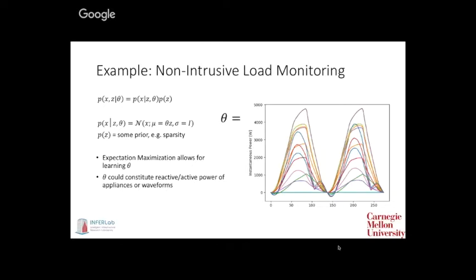So what are the parameters theta? In the case of NILM, the distribution of X, our observation given the latent variable Z, you can just model as a Gaussian. And then depending on your data, it's either the reactive power and active power, if you have two-dimensional observations, or you could have waveforms. And we are using waveforms, so this is the theta that our algorithm came up with, and those are the waveforms of the appliances that the algorithm detected. Expectation maximization allows for learning theta, so we don't assume we know theta.